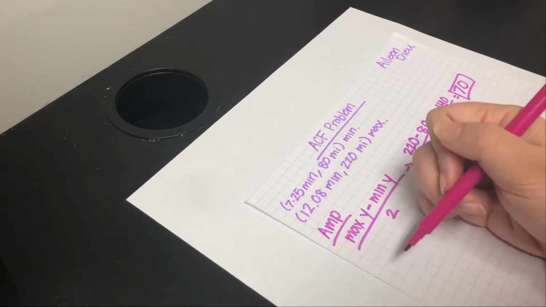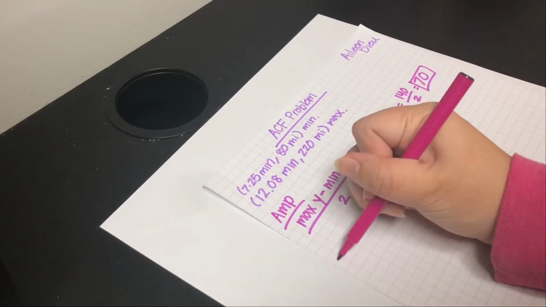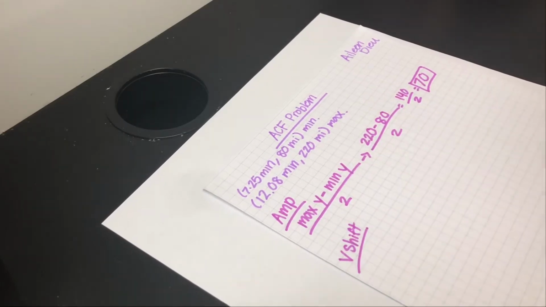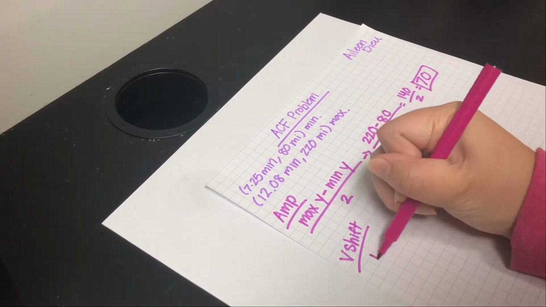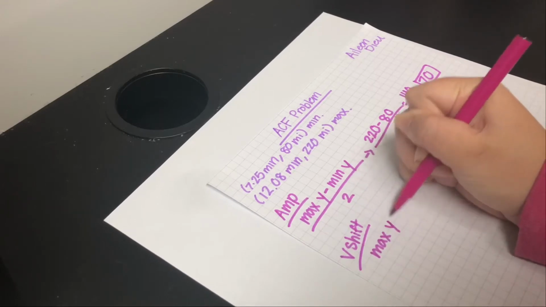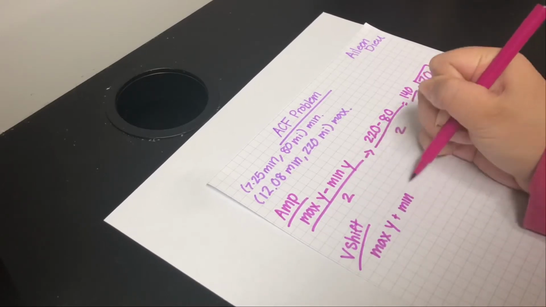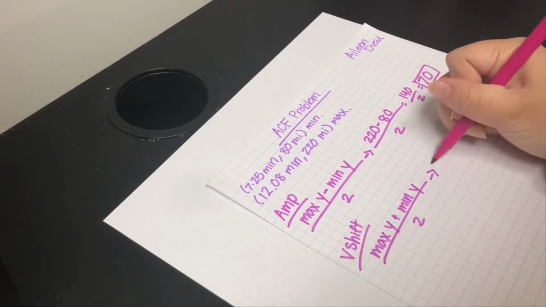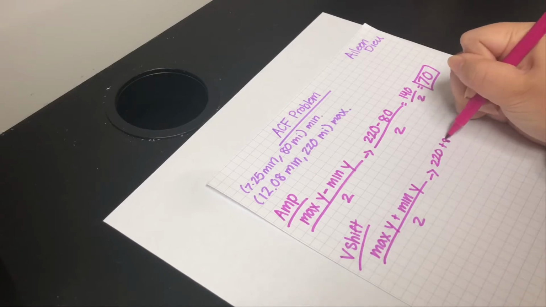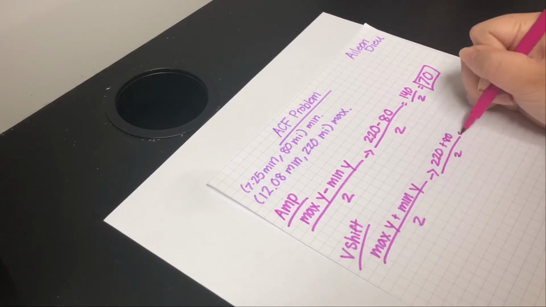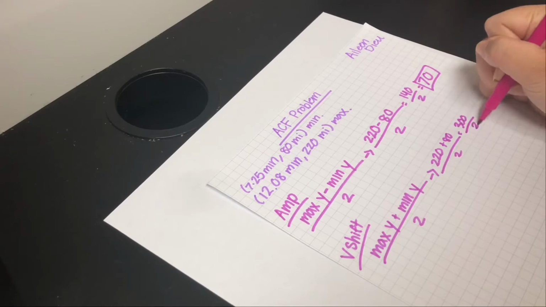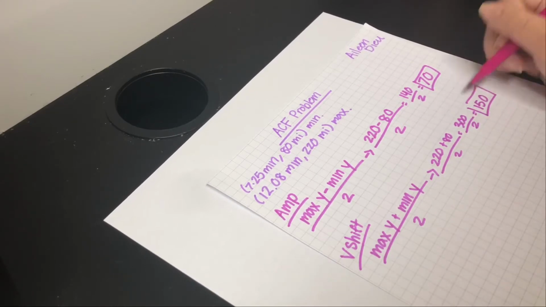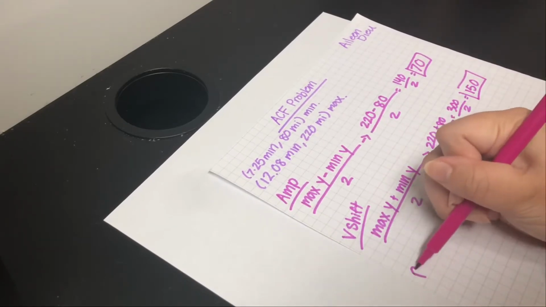And then the next thing we're looking for is the vertical shift, in which for the vertical shift you take the maximum y value plus the minimum y value divided by 2. So instead of subtracting, we add it. So 220 plus 80 over 2, which is equal to 300 over 2, which equals the vertical shift to be 150.